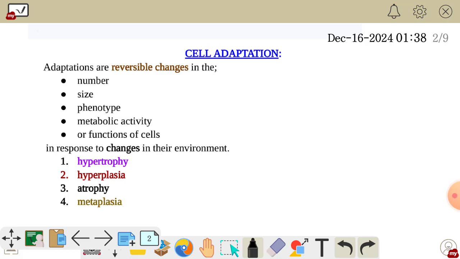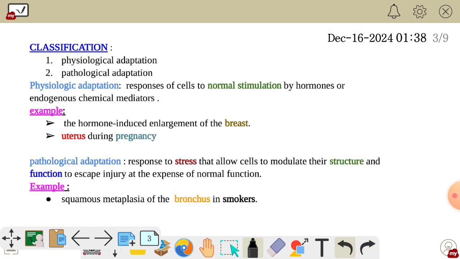Okay, and we have four forms of adaptations, or four types of adaptations. So we have hypertrophy, which is associated with the size of the cell, and we have hyperplasia, atrophy, and metaplasia. So we're going to look at these four types of adaptation in great detail. But for now, let's first understand the classification of adaptation. So adaptation can be physiological adaptation or pathological adaptation.